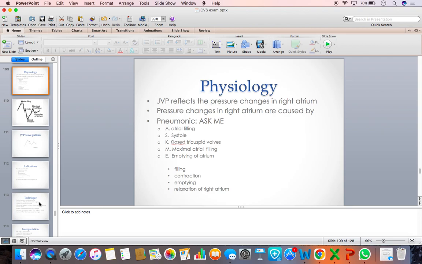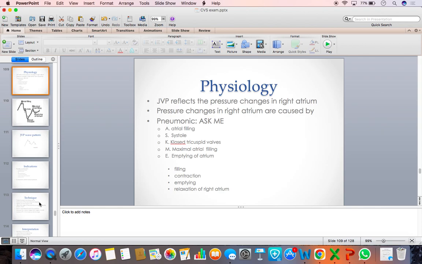Then it is followed by emptying of the right atrium during the ventricular diastole, wherein the tricuspid valves open and there is early rapid filling of the ventricles due to flow of blood from the atria into the ventricles. So there is a sudden drop in the intra-atrial pressure, resulting in a negative wave in the JVP tracing, that is the Y wave, due to fall in the intra-atrial pressure in the right atrium. Right. This is the mechanism of the various waves that you see in the JVP tracings.